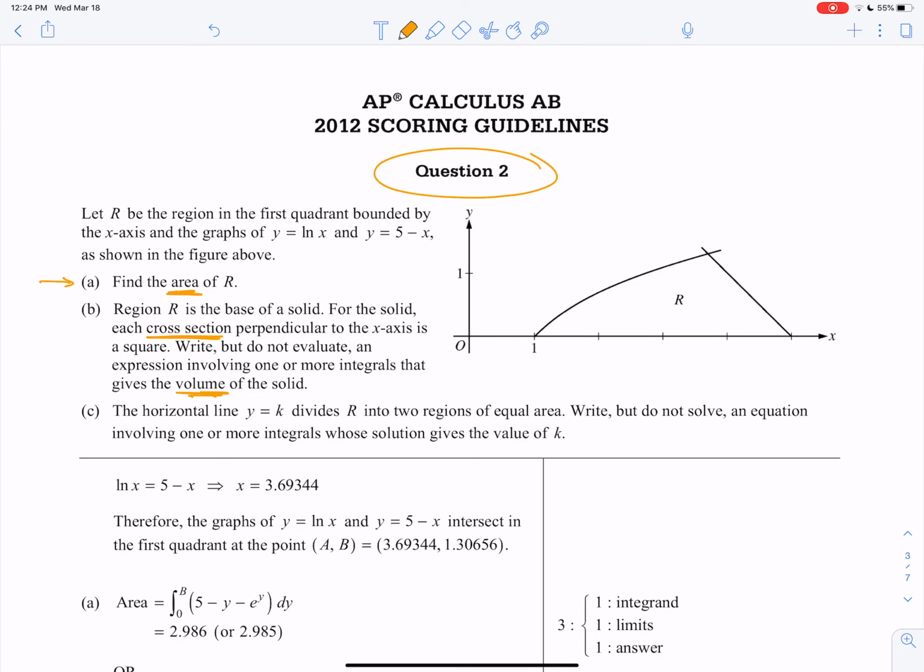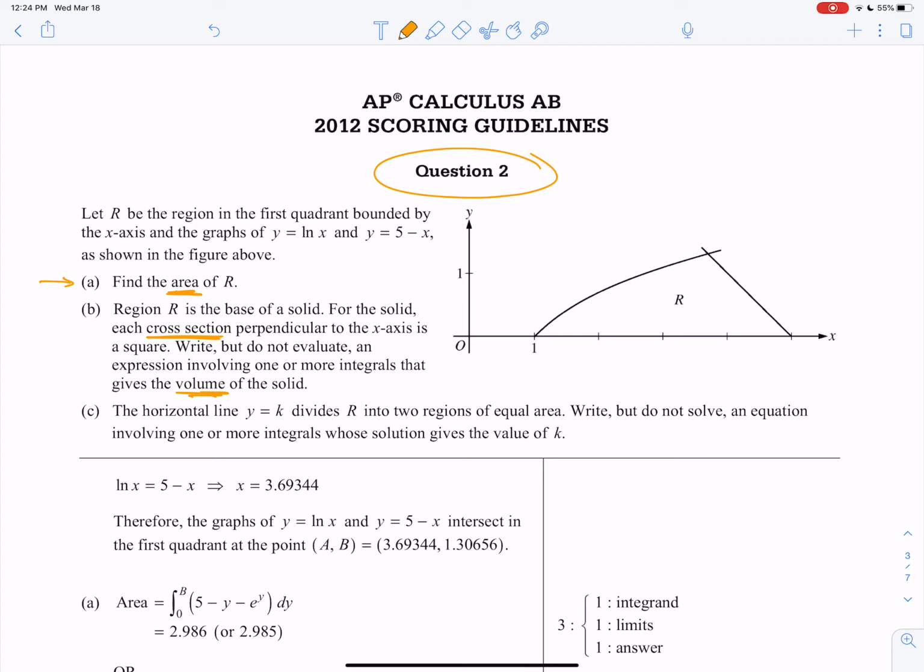In part A, they're asking us to find the area of R, which is the region that's in between these two functions here, bounded by the x-axis, okay? So we want to know the area between those functions and the x-axis there, okay? So this one here is a little bit tricky because you actually do have options.